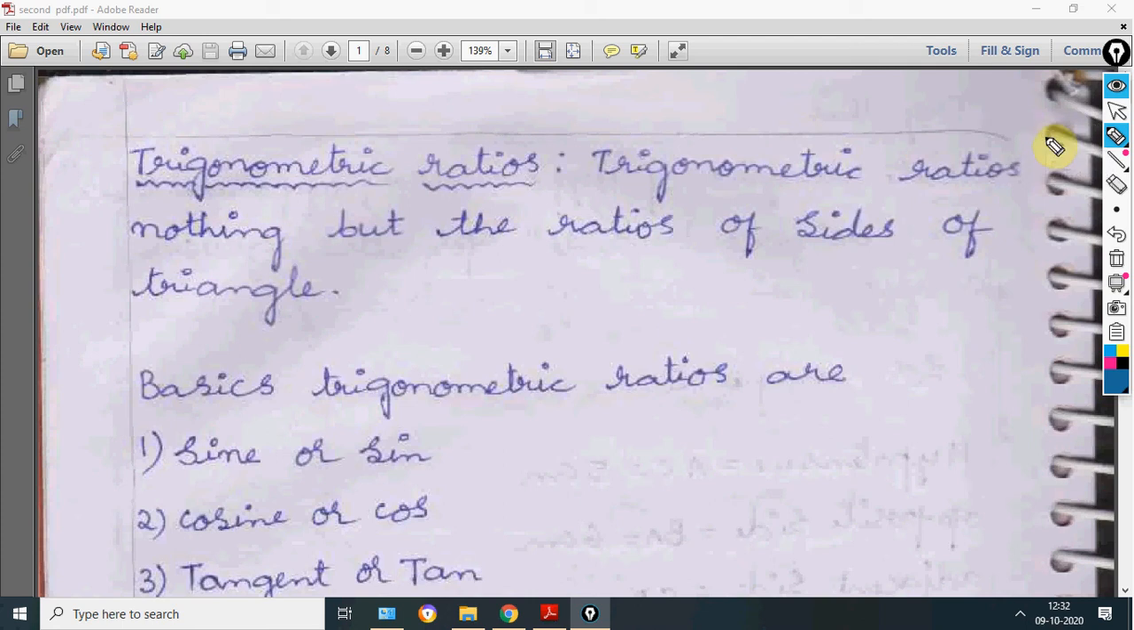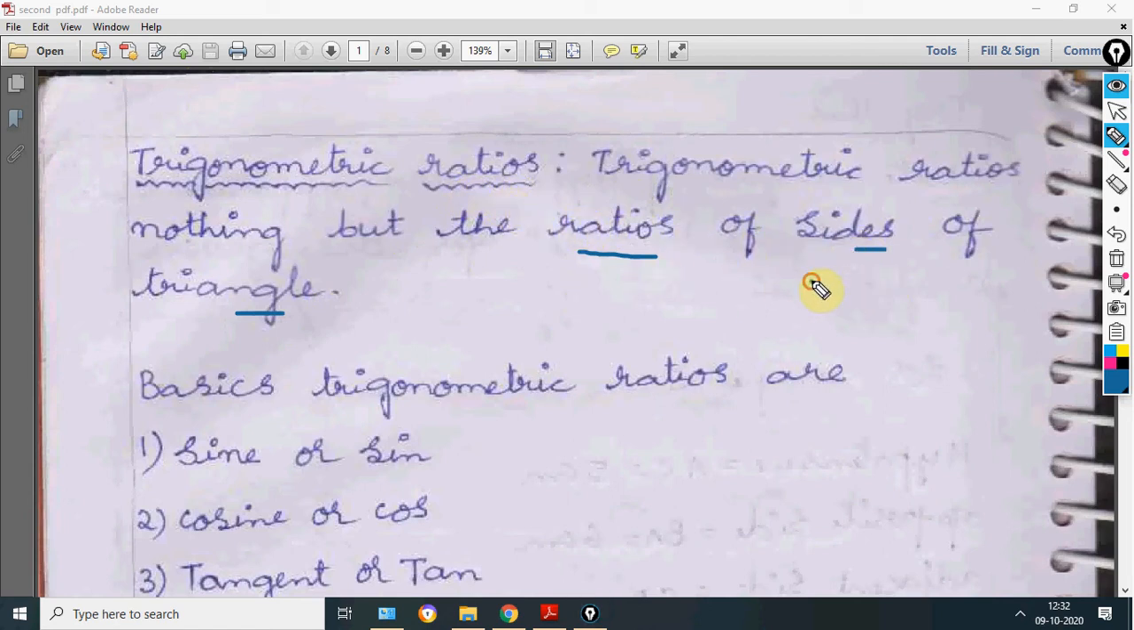This is our second day class. In the first class we dealt with the trigonometric introduction. Now in the second class we are going to deal with trigonometric ratios. What are trigonometric ratios? Trigonometric ratios are nothing but ratios of sides of a triangle.